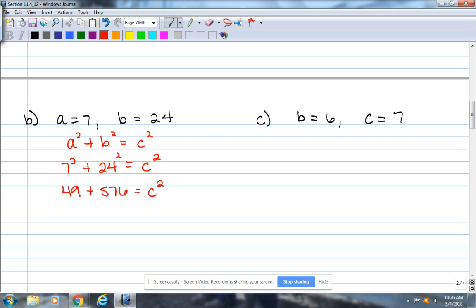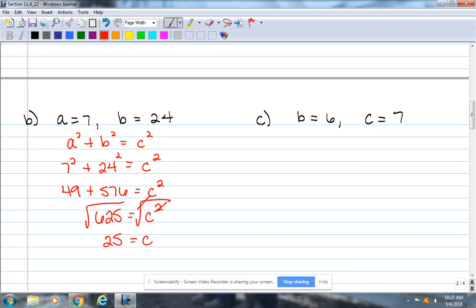Equals c squared. Then what do we do? We add. What's 49 plus 576? 625. Nice. And do I leave it like that, or what do I have to do? Square root of both sides. And what's the square root of 625? 25 equals C. And again, is that the longest side? It is. Any questions so far?